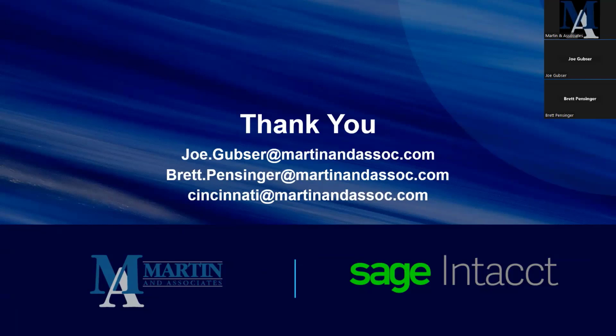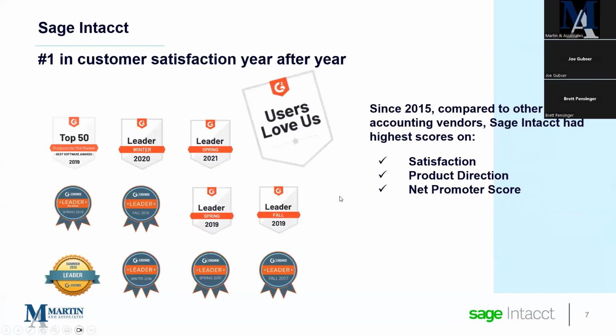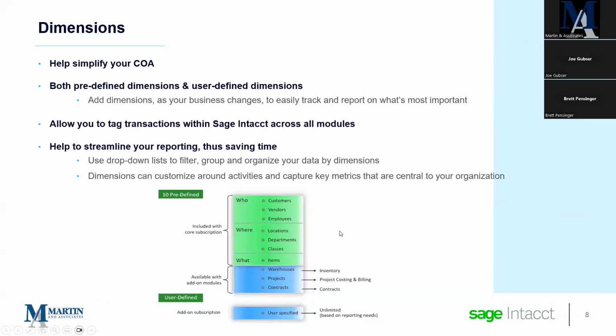Okay. So there are a number of dimensions. Let me go back up top to my presentation here. This is a good list of what is included. In the core Intacct, in the modules that come with that product, you get the customer dimension, the vendor dimension, the employees dimension, location, departments, classes, and items. Those come out of the box with the core Intacct product.